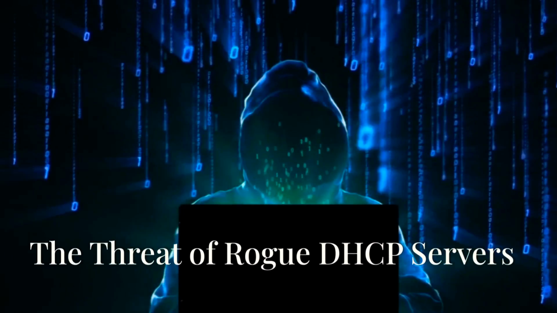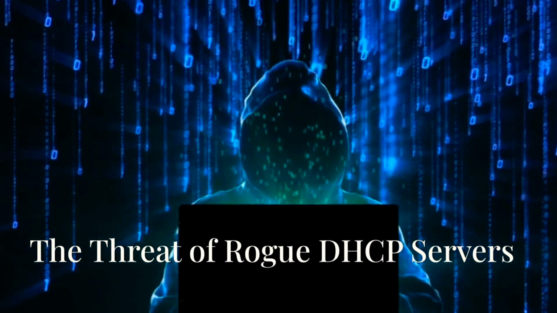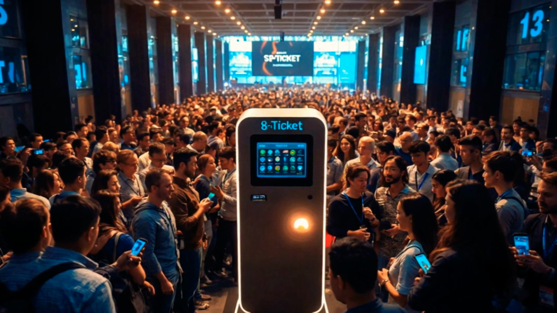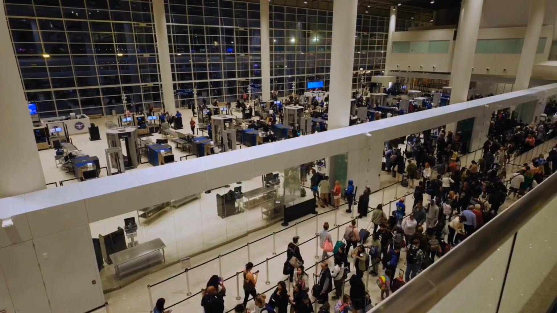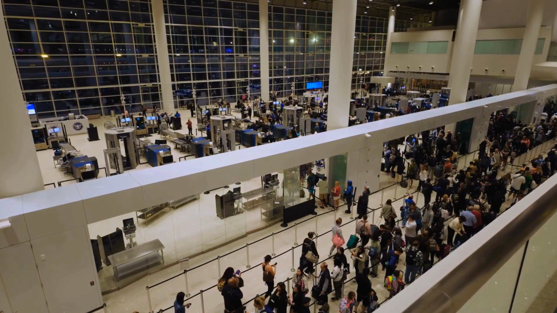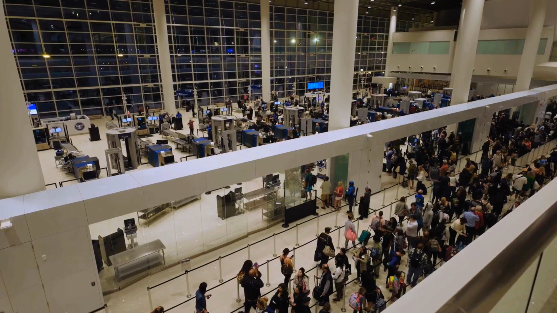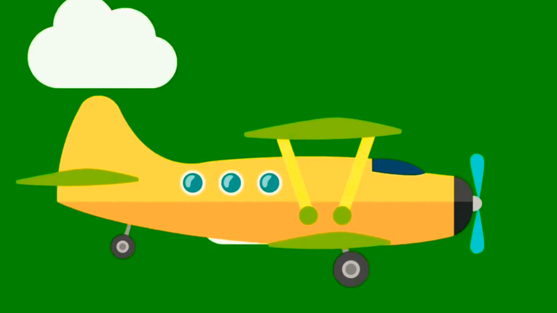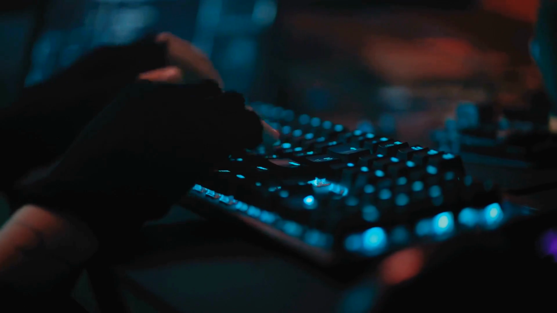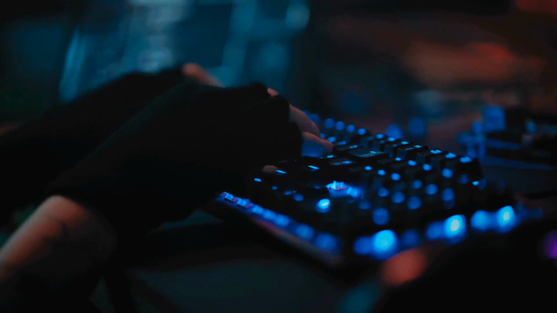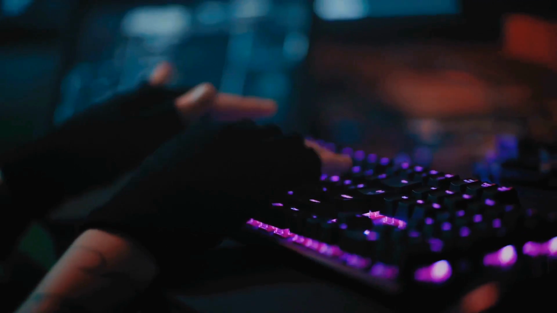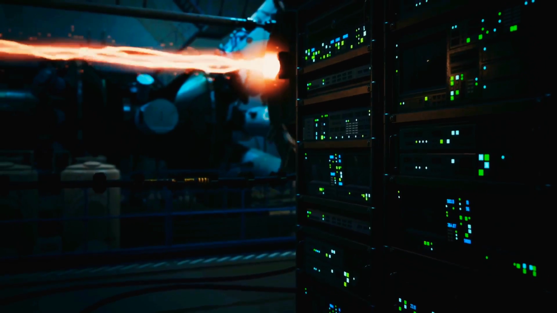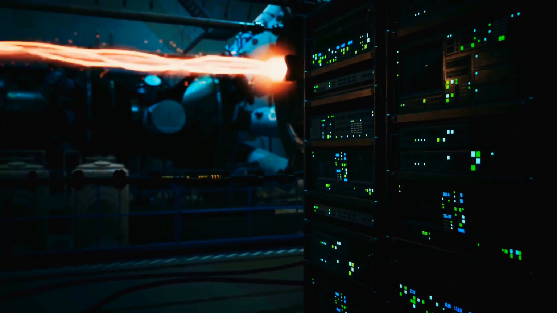The rogue DHCP server. Imagine a fake ticket booth at a bustling airport. Passengers or devices are misled into accepting fake tickets or IP addresses. Suddenly, your flight to Hawaii becomes a red eye to nowhere, or worse, to a data breach. A poorly configured DHCP server can be hijacked, feeding devices fake IP addresses. These rogue servers redirect users to malicious websites or trap them in fake networks.